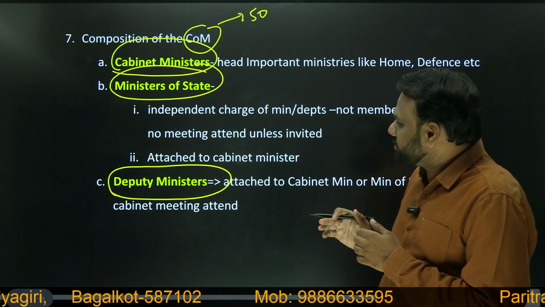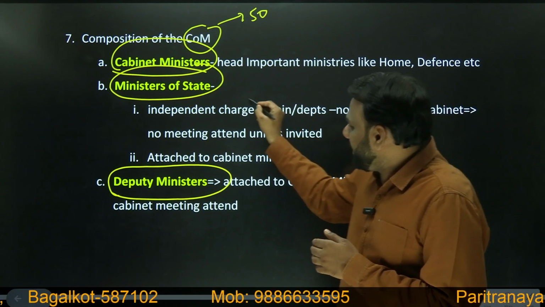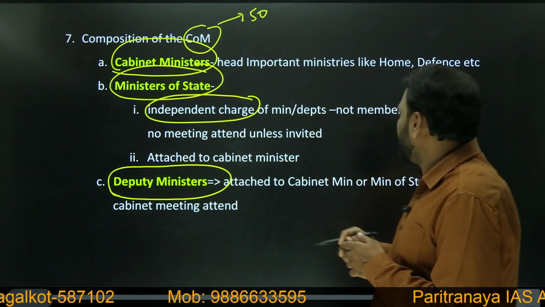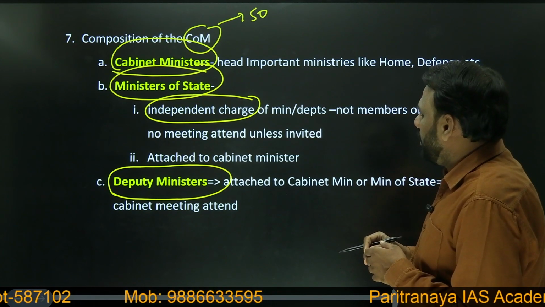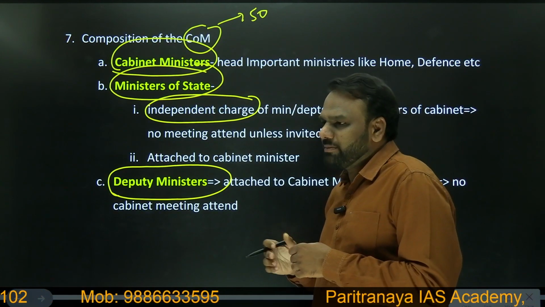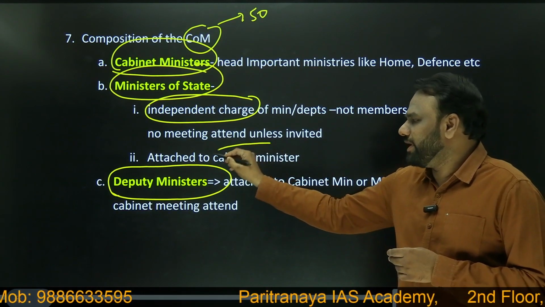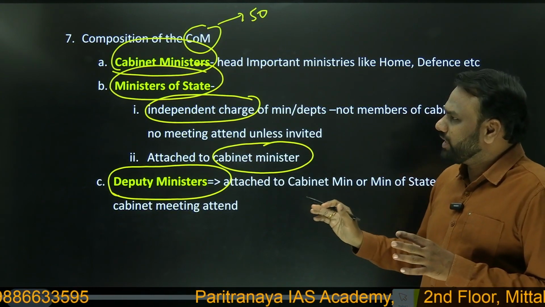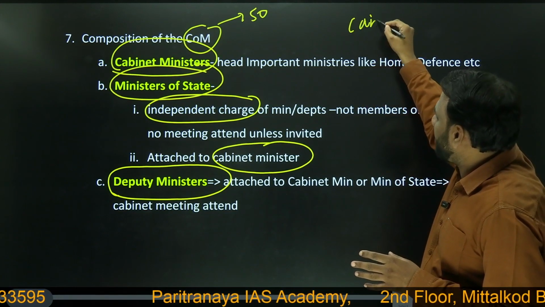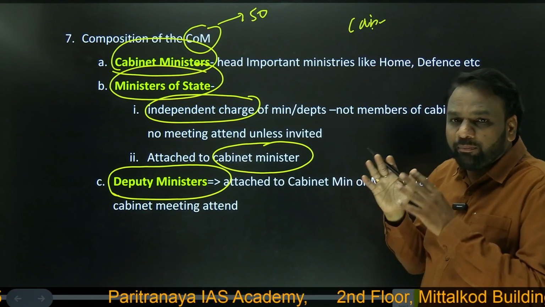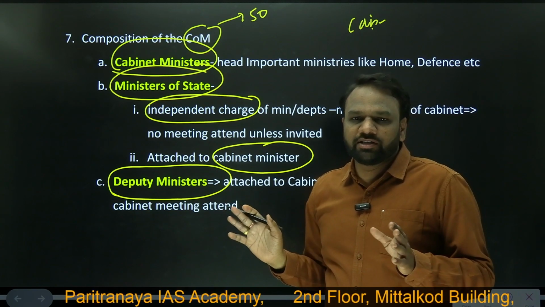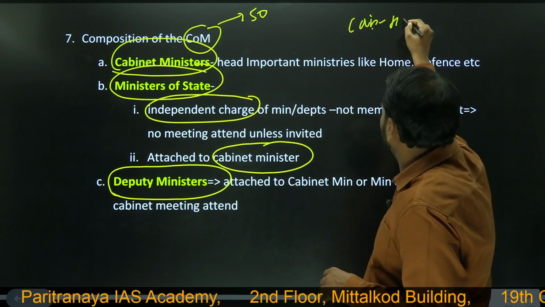So ministers of state can either be given independent charge, or they can become subordinates to what? Cabinet ministers as well. Okay, attached to a cabinet minister. So here what we have to understand is that whenever there is a cabinet minister, he will be given a complete independent charge. For example, the home minister.